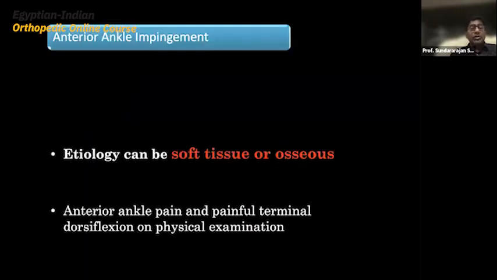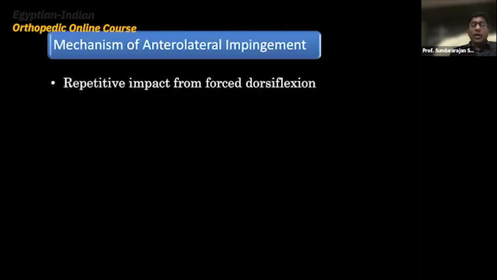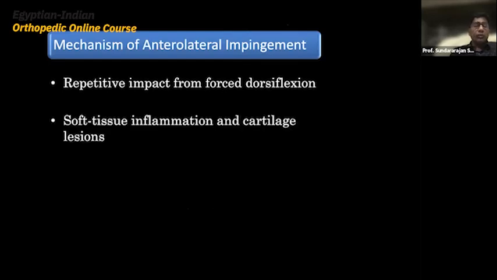Another important diagnosis, an important scope for ankle arthroscopy, is anterior ankle impingement. I think Egyptians, you know that you have a lot of footballers. So this could be an etiology, could be soft tissue or bone. Usually the patient presents with anterior ankle pain and painful terminal dorsiflexion on physical examination. And the anterolateral impingement usually happens because of repetitive impact on forced dorsiflexion, especially in footballers.